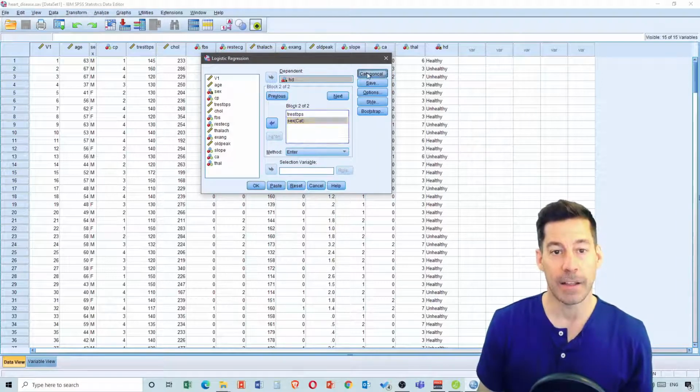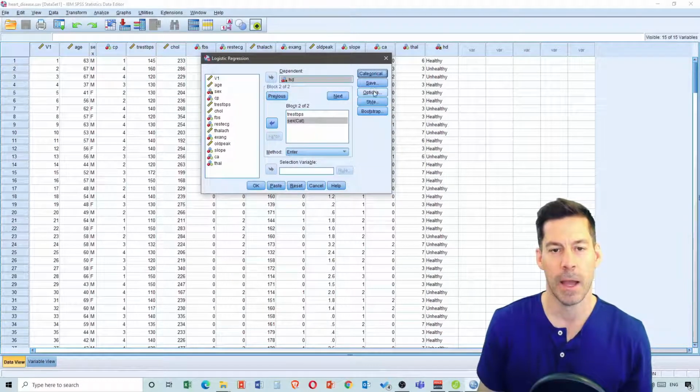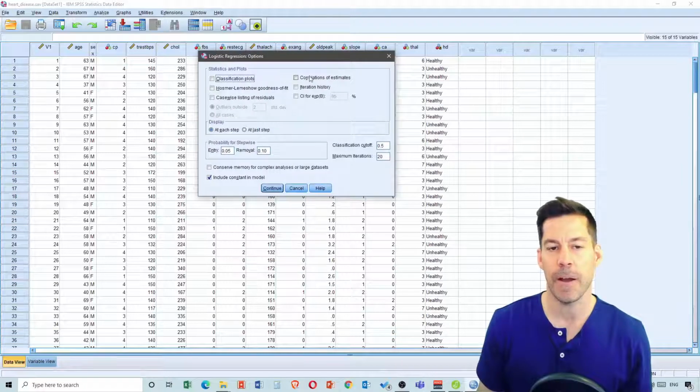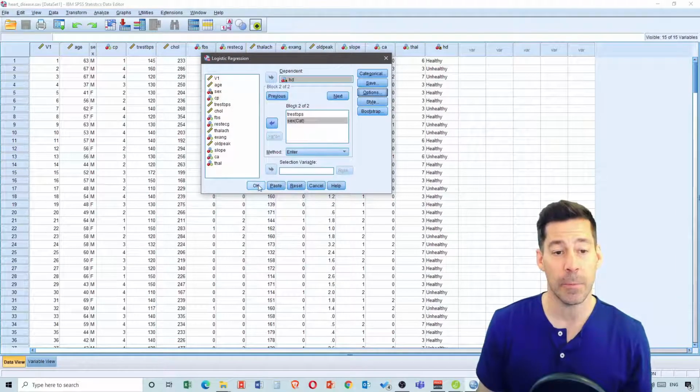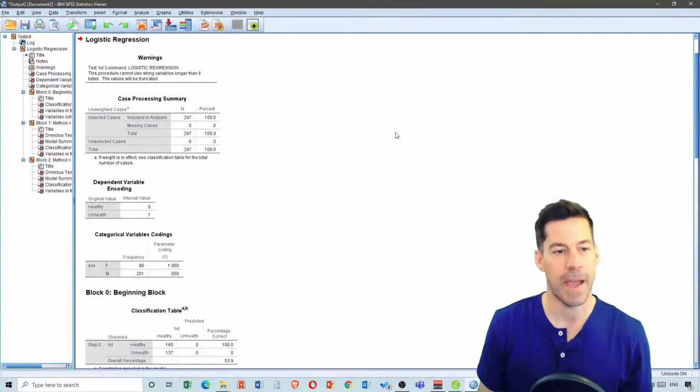So I can click on categorical, and it just basically says that we've got categorical covariates, and that's sex. And resting BPS is not. So I hit continue. I can click on options and see if I want any of these different options at this point, but I'm not going to. So all we need to do at this point is click on OK and see our output. I'm going to maximize that.